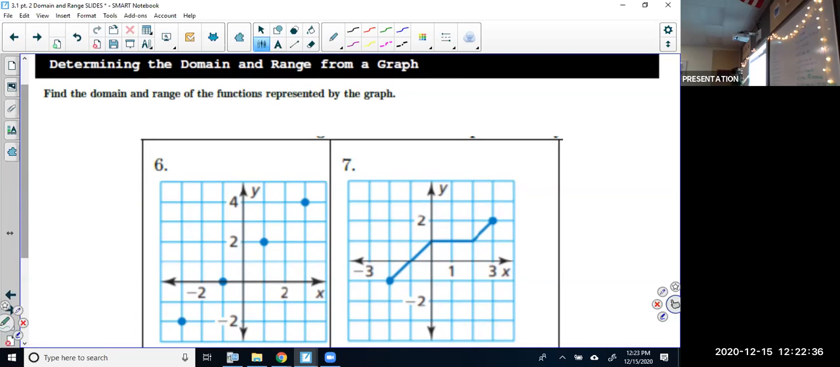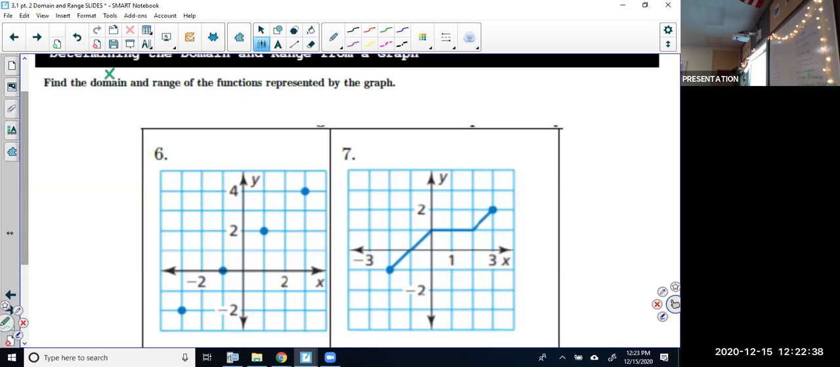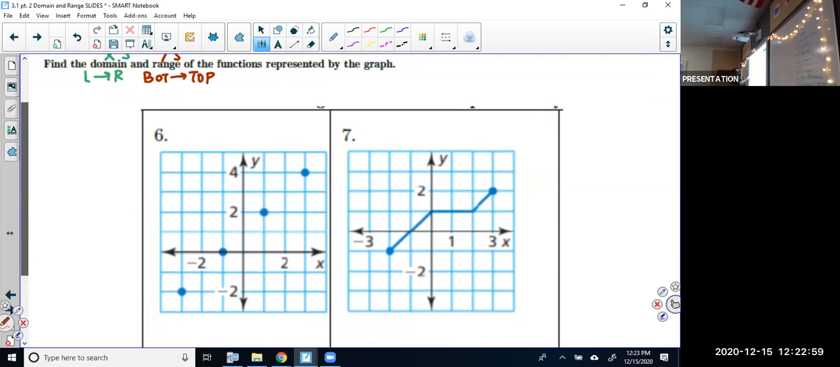So here's the story. Domain is x's. It's left to right. And range is y numbers. So it is bottom to top. Because we always go small to big. And when you're looking up and down, the small numbers are down, big numbers are up.